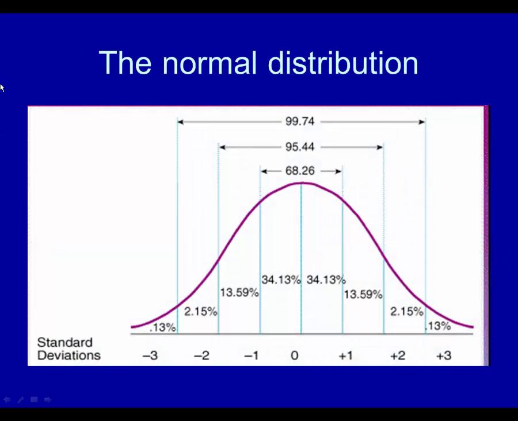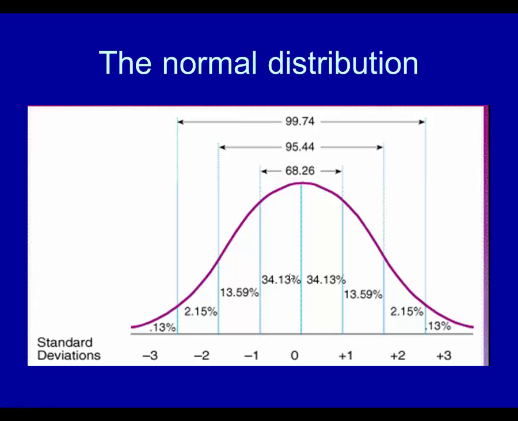Here is a way of depicting the normal distribution and the bell curve. This is called the bell curve because it looks like a bell. And you can see that the 0 is the middle. Let's say we're talking about IQ scores, and the IQ of 100 is the average. That would be right here in the middle. So if you have an IQ of 100, you would be 0 standard deviations from the mean because you are right there at the mean.